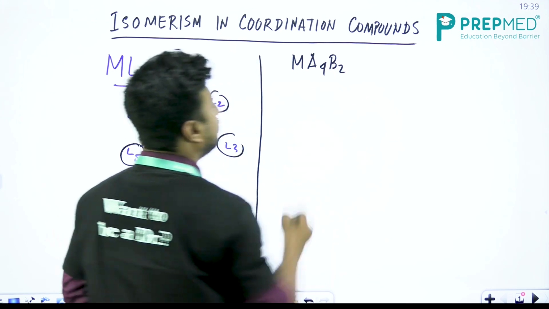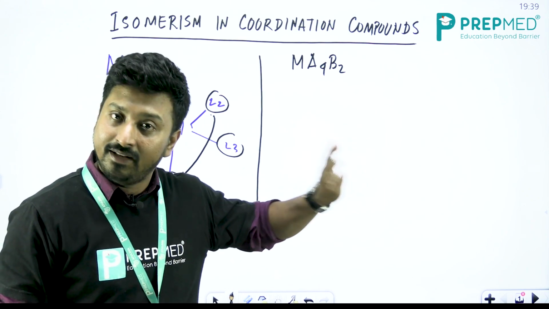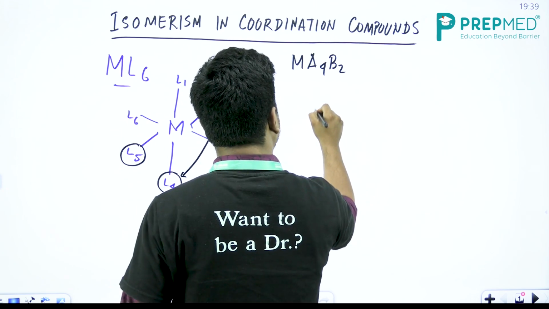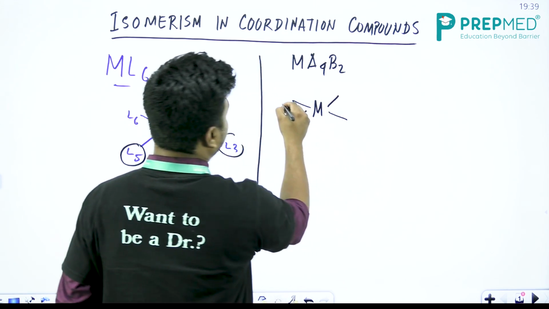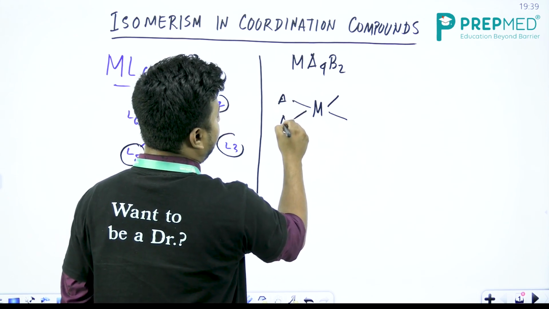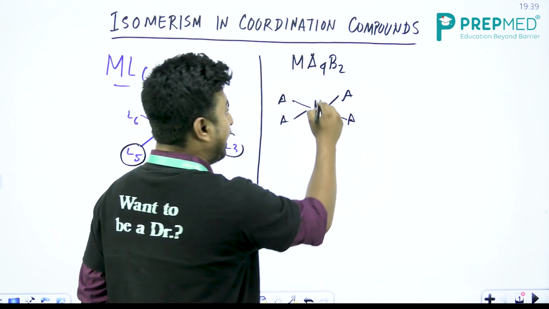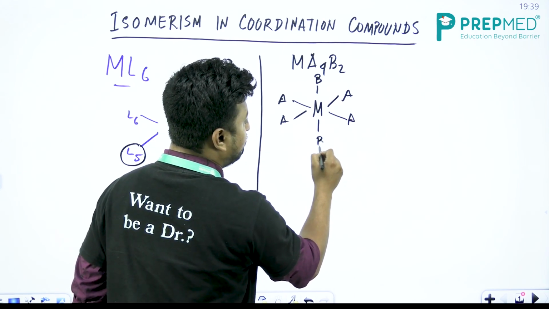Okay, let's talk about our first geometry, that is MA4B2. It's very important, where the metal has 4 A ligands and 2 B ligands. Now what are the possibilities? Let's say this can be one possibility, where all the A are in one plane, and the 2 B are opposite to each other.